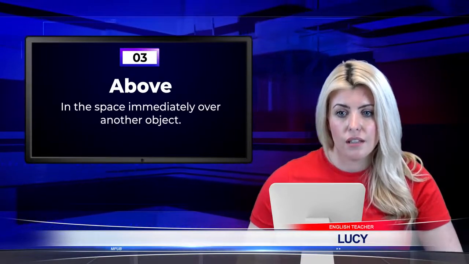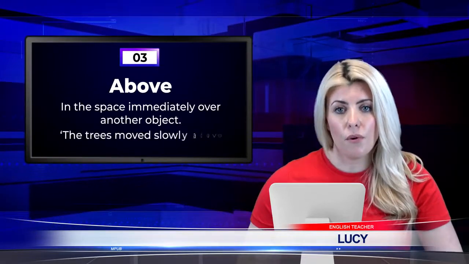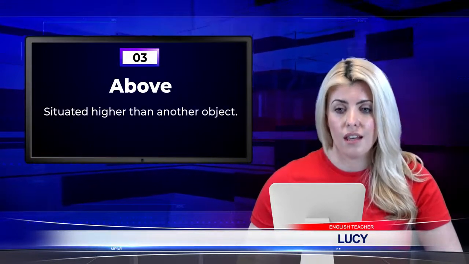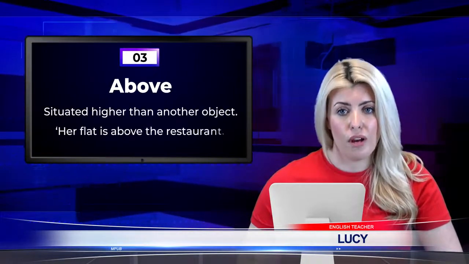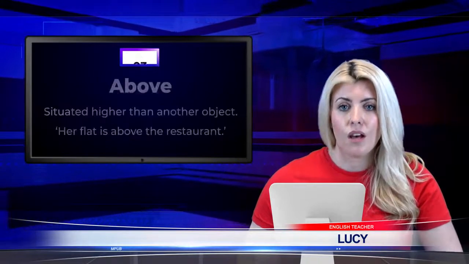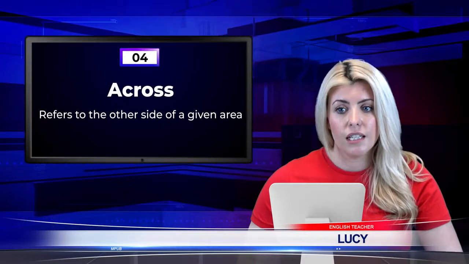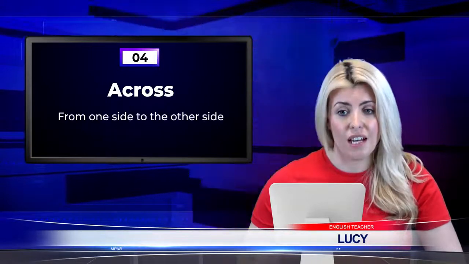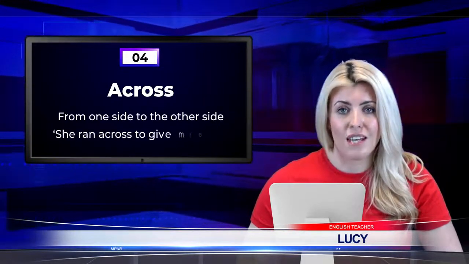Above. In the space immediately over another object. The trees move slowly above my head. Above can also mean situated higher than another object. Her flat is above the restaurant. Across refers to the other side of a given area. They walked across the road. Across can also mean from one side to the other side. She ran across to give me a hug.